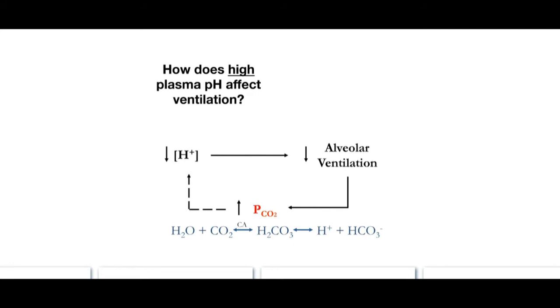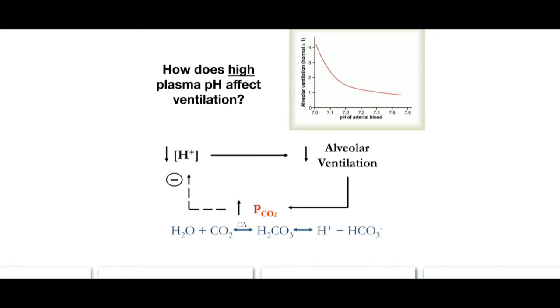Has anybody ever had that or seen anybody do that where you have to breathe into a bag? That's the mechanism by which that would happen. Because the effect would be to try and bring the protons back up so that you can have a reduced pH. So the relationship between your alveolar ventilation and the pH of your arterial blood is that the higher the pH, the lower the ventilation. That's your compensatory mechanism to try and counteract the effect of an alkaline pH or alkalemia.